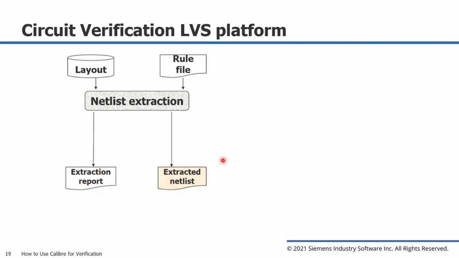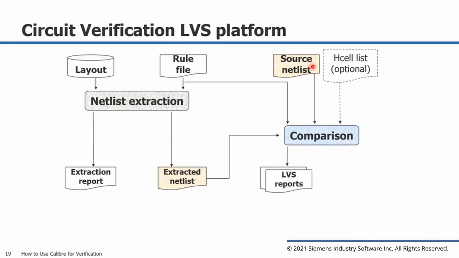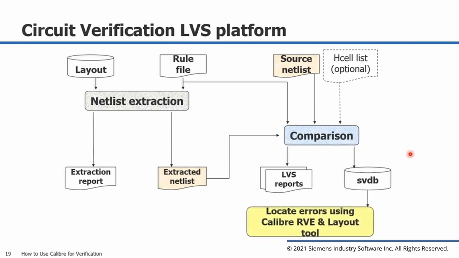After you extracted your netlist from the layout, you will do a comparison using the source netlist from the Verilog, and you have the LVS report and the result database. This is standard verification database. And you can load all this in RVE and review it in layout tools. This is the general idea on how LVS works.